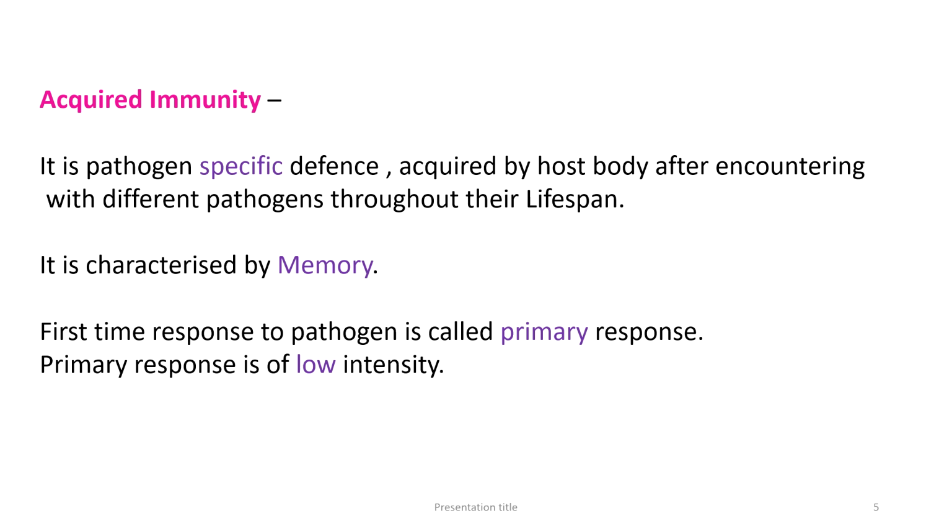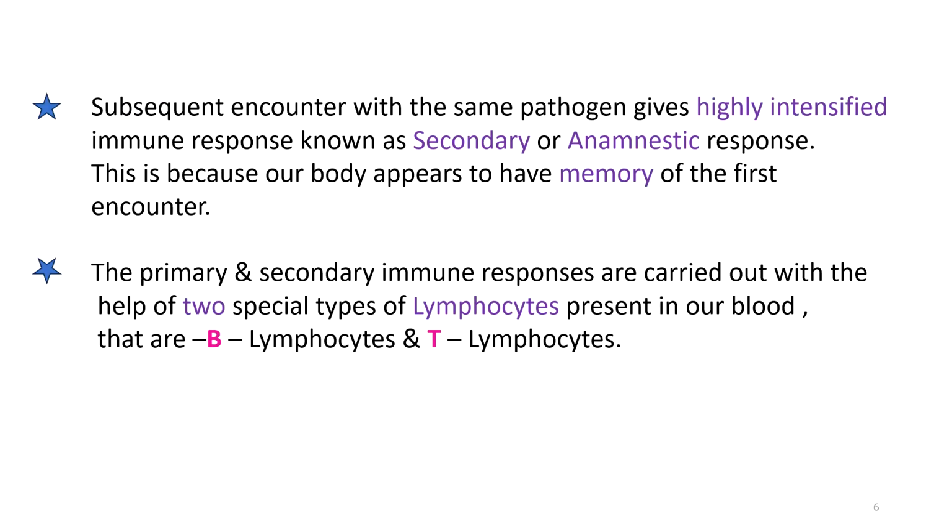But subsequent encountering with the same pathogen gives a highly intensified immune response known as the secondary or anamnestic response. This is because our body appears to have memory of the first encounter. So the primary response is of low intensity, but the secondary response with the same pathogen is highly intensified because our body has memory of the first encounter. Is it not interesting and mesmerizing?